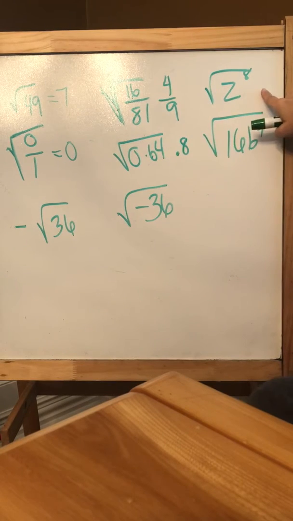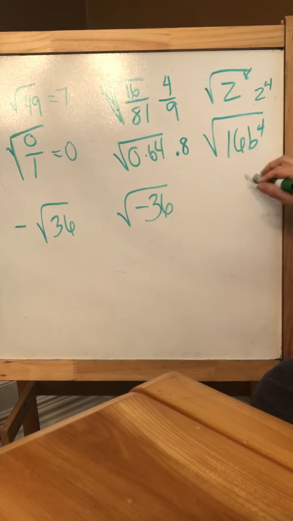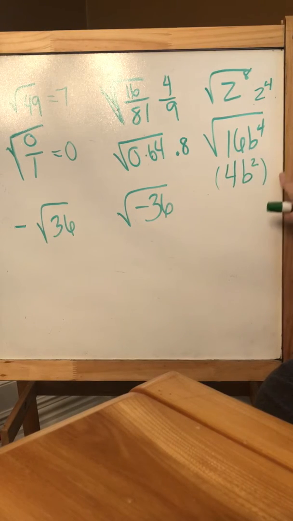Moving on, the square root of z to the 8th is going to be z to the 4th, because if you square this, you will get z to the 8th. Next we have the square root of 16b to the 4th. The square root of 16 is 4. The square root of b to the 4th is b squared. Same concept, because if you were to square this, 4 squared would be 16, and b squared to the 2nd would be b to the 4th.